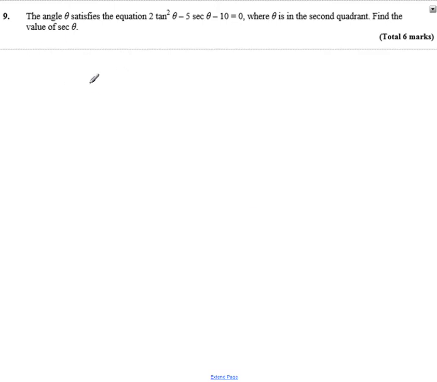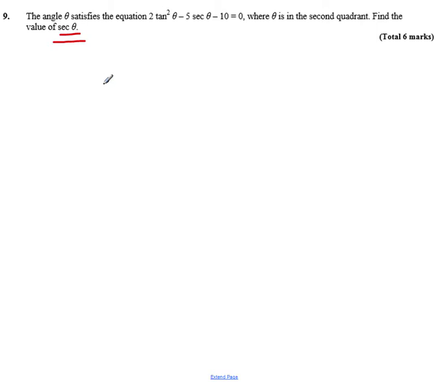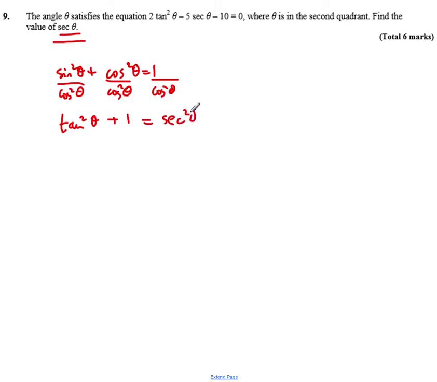An angle satisfies this equation, find the value of sec theta. Now, interestingly, we want to find sec theta. The way we remember the Pythagorean identities is we start off with sine squared theta plus cos squared theta equals 1, and we divide everything by cos squared, because then that gives us an expression for tan and sec. So this thing is tan squared theta, that's plus 1, and that's equal to sec squared theta. So tan squared is sec squared theta minus 1, minus 5 sec theta minus 10 is equal to 0, and this is clearly going to be a hidden quadratic in sec.